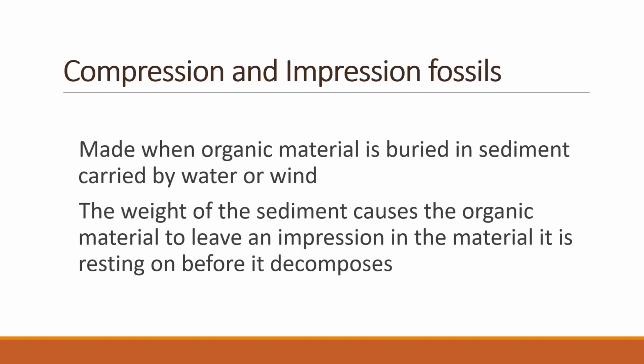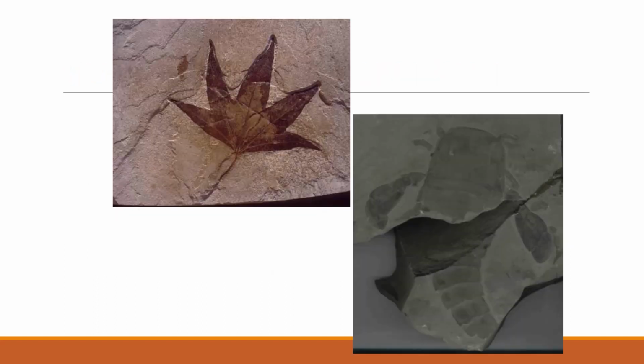Compression and impression fossils are the same thing. This is made when organic material is buried in sediment, and then the weight of the sediment causes the organic material to leave an impression in the material it is resting on, and then it decomposes, leaving that impression behind. So these are examples of impression fossils. Where we see those perfect leaf imprints, those are impression fossils. These are a very common type of fossil. The fossils I showed you last week of the Ediacaran fauna, those were all impression fossils.